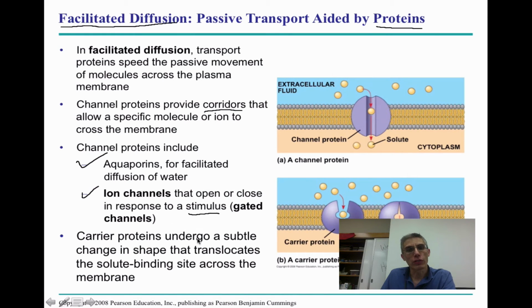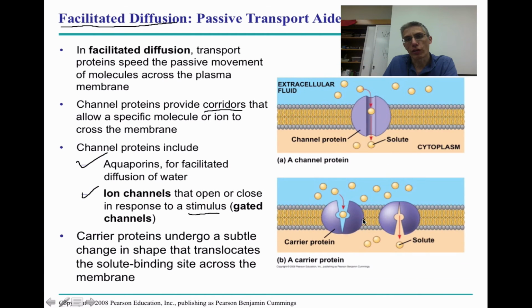Now, carrier proteins are going to undergo a subtle change in shape that translocates the solute binding site across the membrane. What that really means is simply that the protein that you see over here is going to basically morph to the shape of the molecule that needs to be carried across, and then it's going to bind to the protein and eventually make its way to the inside of the cell.